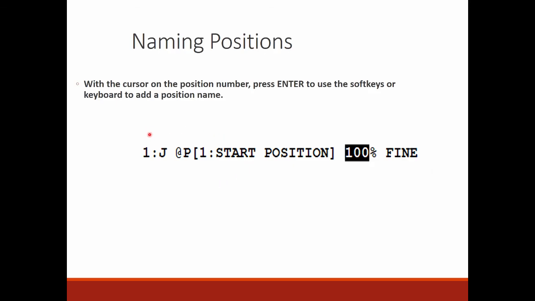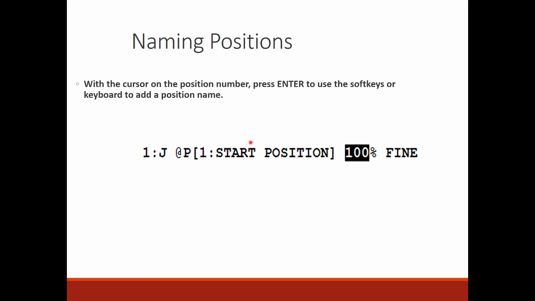Also, with our motion instructions, we can name those particular positions, which can be very helpful in navigating through a program to understand what the different positions are and how they may relate to our physical environment. Like here we have a position 1 that was named as a start position. So a person navigating through the program would be able to identify that as a particular starting point in terms of the robot positioning.